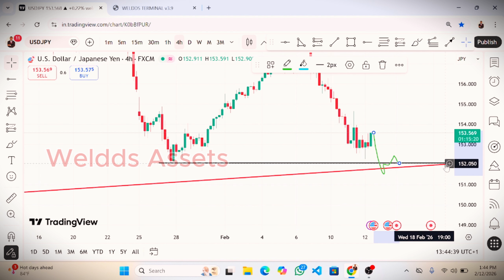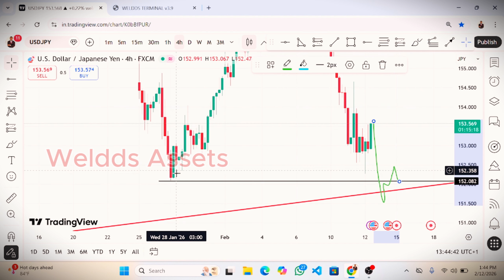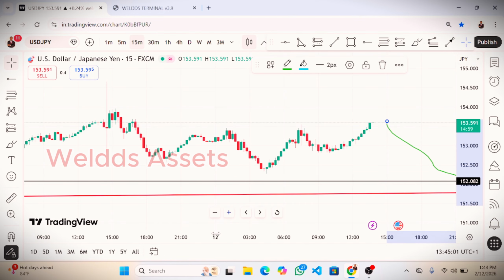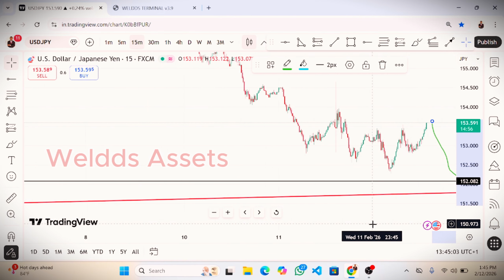One of the reasons that informed my decision to execute the trade: look at this low. The market came close to this low. It could not break below that level. It did not even reach exactly this low, and it started pushing back. Sometimes if I am refining my entry, I might go to a lower time frame. So if you come to the 15 minutes time frame, you can see what happened there.